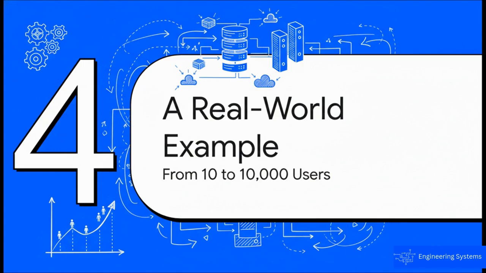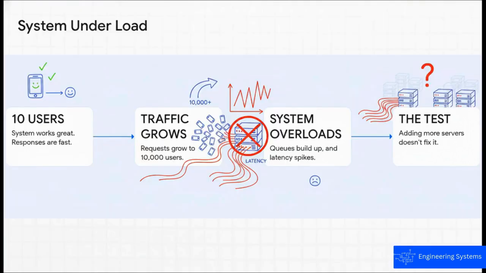Let's make this really, really concrete. I'm going to walk you through a quick story that I guarantee every engineer has either lived through or will at some point. Okay, so imagine you just launched your brand new app. With the first 10 users, everything is perfect. Responses are instant, it feels amazing. But then it goes viral. Suddenly you have 10,000 users hitting it all at once. The system just grinds to a halt. Latency goes through the roof. So you do the logical thing, right? You throw more servers at it. But nothing changes. It's still slow. Why? Because that, right there, is a textbook scalability problem.